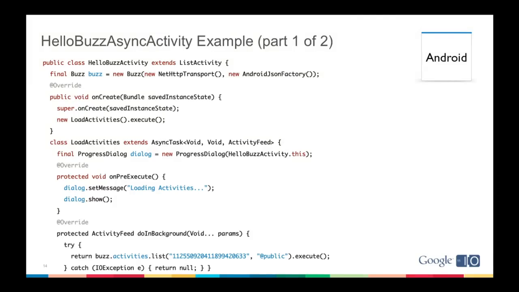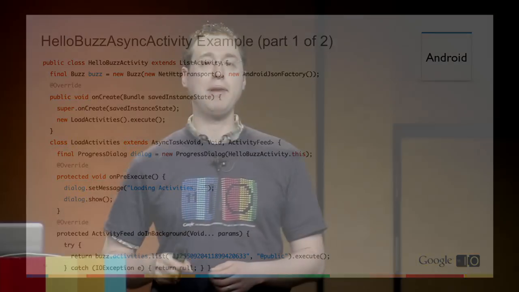So here's an example. I tried to squeeze all that code into the slide. I apologize. But basically, the top of it is pretty much the same. I'm extending ListActivity. But then I'm using AsyncTask. I declare a class called LoadActivities. And I've got a progress dialog. So it'll show a nice little circle saying loading your activities now. And then there's this method called doInBackground, where Android takes care of all the thread synchronization for you.